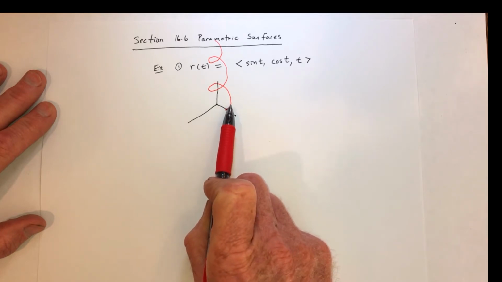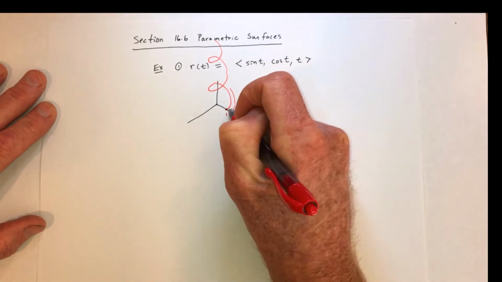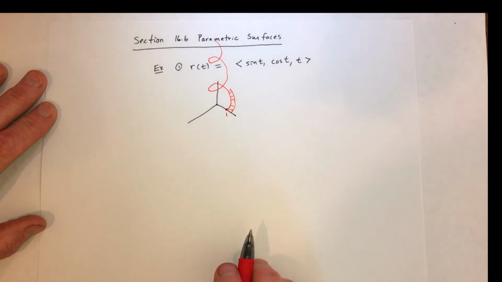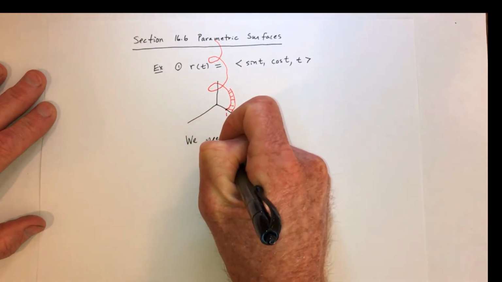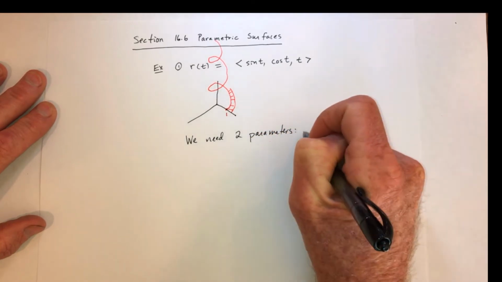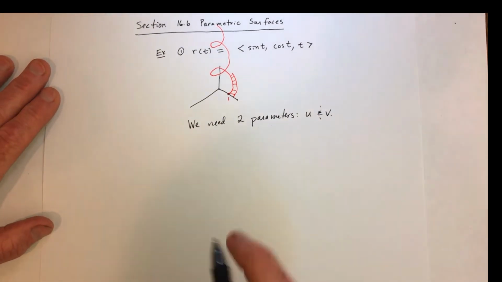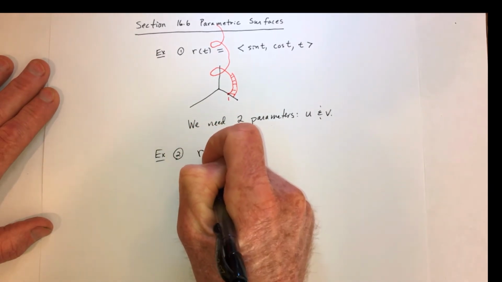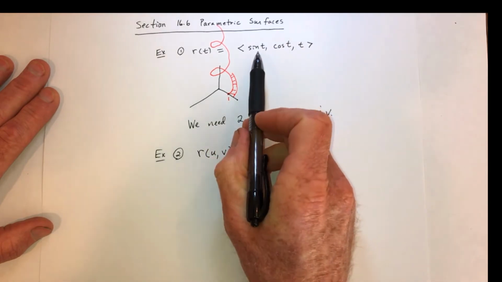So what if instead of being thin like that, you wanted it to be like a ribbon, so that it's like 1 inch across, something like that. So for that, we need two parameters. And the two parameters we'll use are u and v. So for example number 2, how about if r is a function of u and v, and then make it like that.